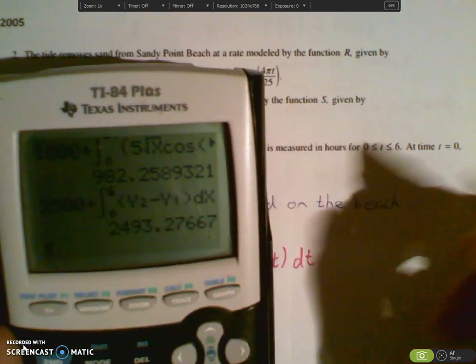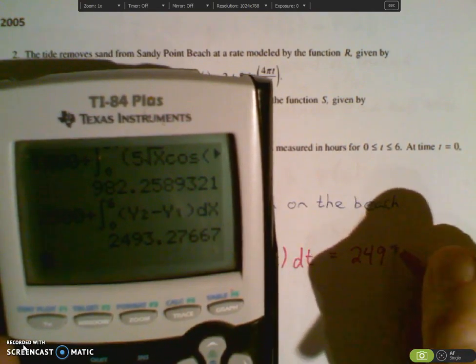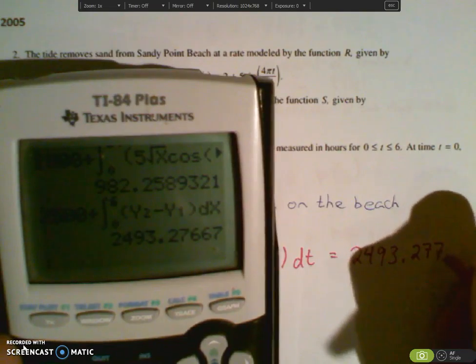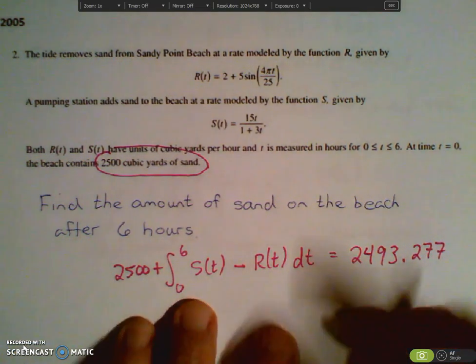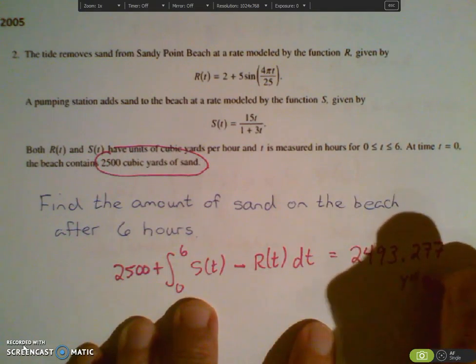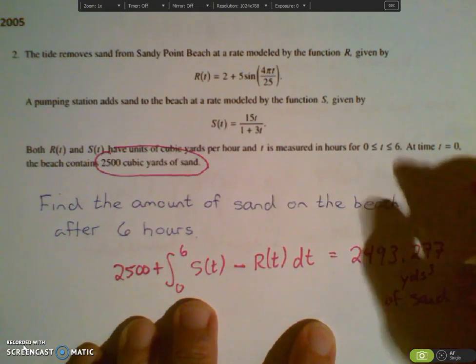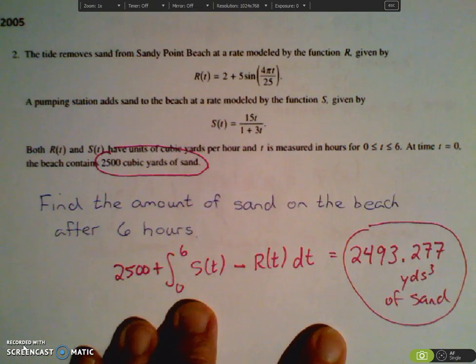Let me see if I can round this off correctly. Remember, on the AP exam, they'll take your answers rounded or truncated to 3 decimal places, or you could give more than 3 decimal places. I need to make sure that I include appropriate units. So this is cubic yards of sand. And notice that this is the amount of sand that is on the beach after 6 hours have gone by.